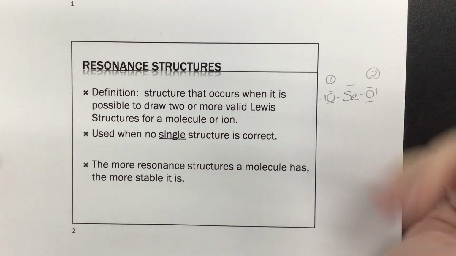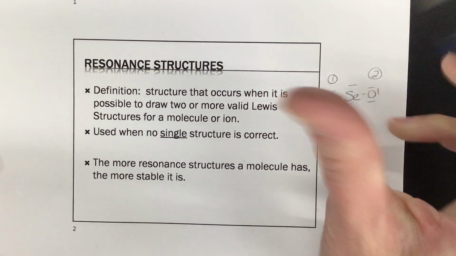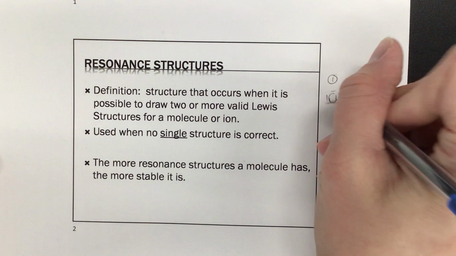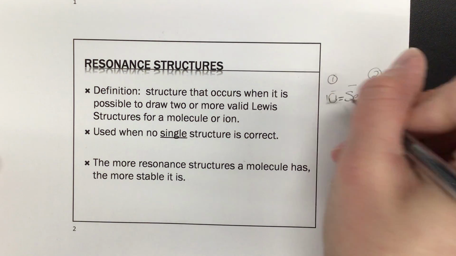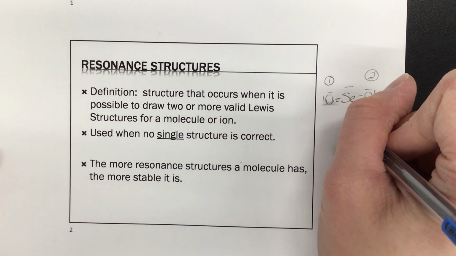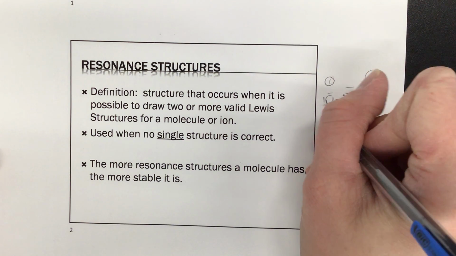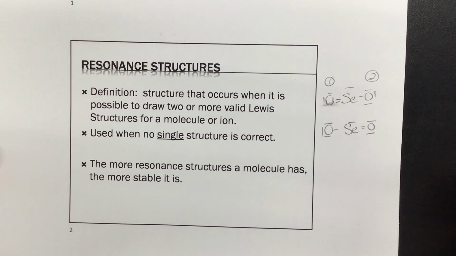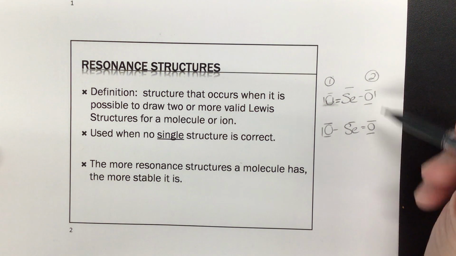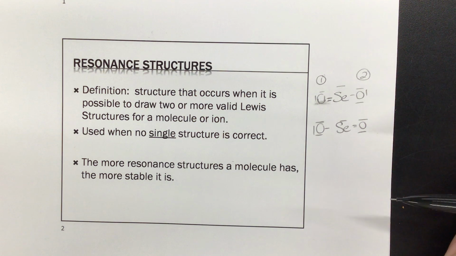So there's 2 correct ways to draw this. One way is to draw this with the double bond between the selenium and the first oxygen. The other way to draw it is with the double bond between the selenium and the second oxygen. They're actually 2 different ideas because they're 2 different oxygen atoms. So there's more than one correct way to draw this Lewis structure, okay?